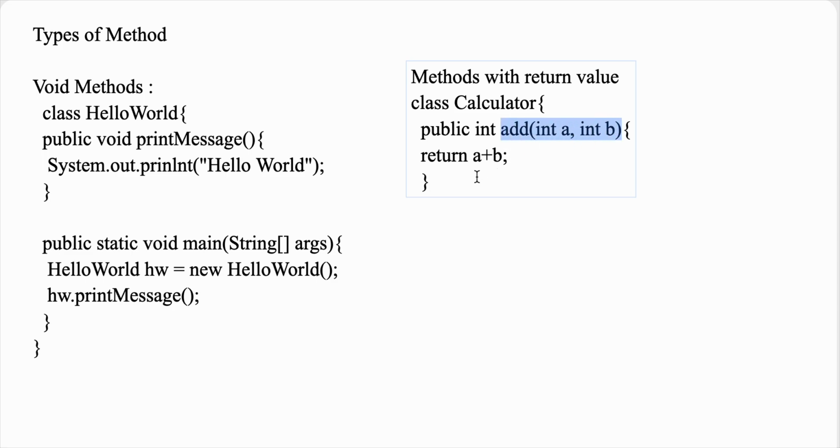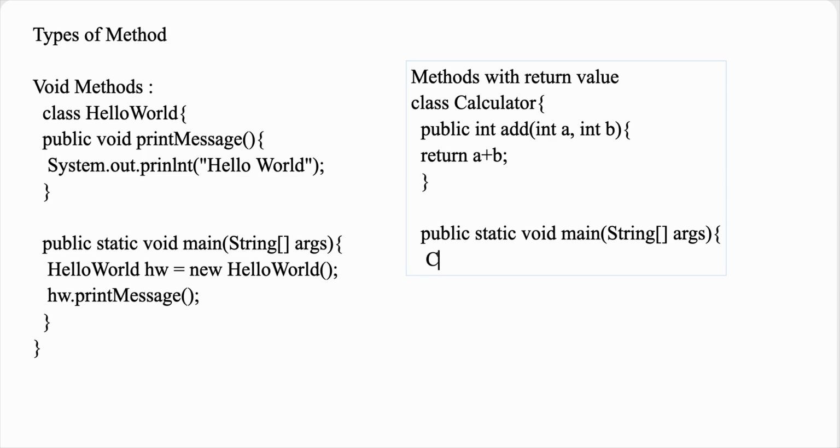Okay, so now if we have created a method, we need to use that particular method. For that, we need to use it inside the main. Okay, public static void main, String arguments.